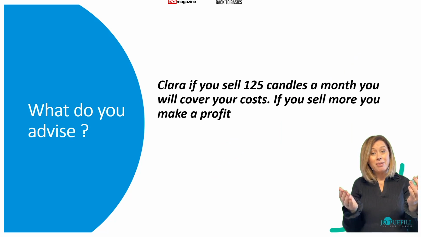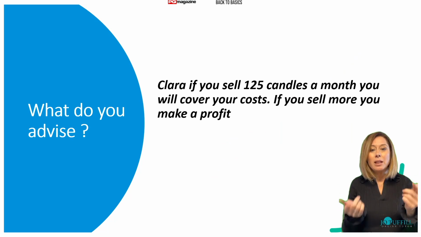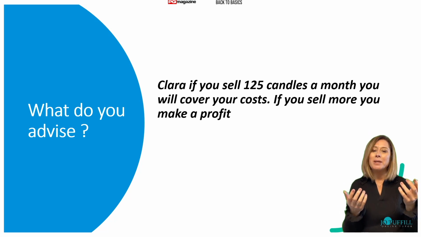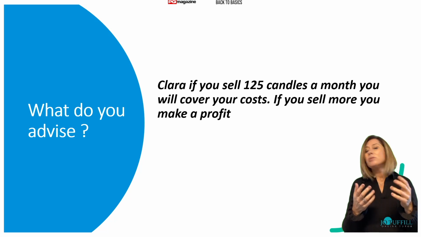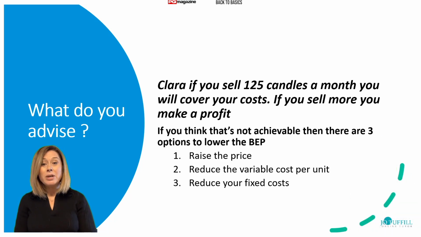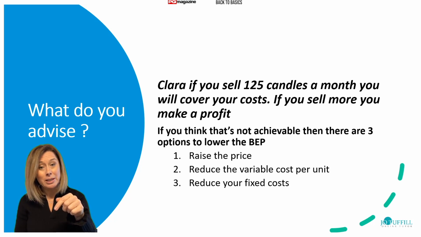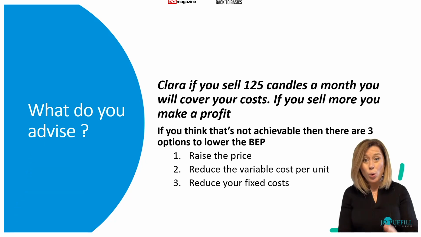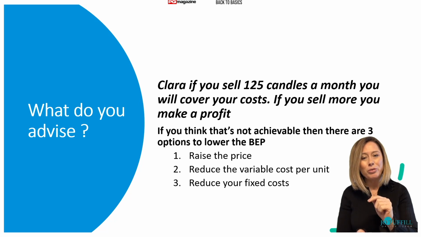So what do you advise Clara? Well, Clara, if you sell 125 candles a month, you'll cover your costs. But if you sell more, you'll start making a profit. Now, if you think that's not achievable, then there's three options. Number 1, you can raise your prices. Number 2, you can reduce your variable cost per unit. And number 3, you can reduce your overall fixed costs per month. Now, all three of these options will reduce her break-even point. But a combination of all three could significantly improve her chances of making a good profit per month.